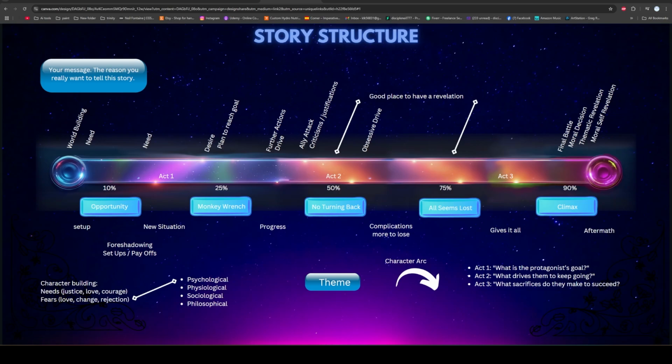But it seems there might be another no turning back point in this story. Maybe you can say there's two no turning back points, but this is definitely one of them. This happens right on time, right at that 50% mark. He's kind of in too deep now.